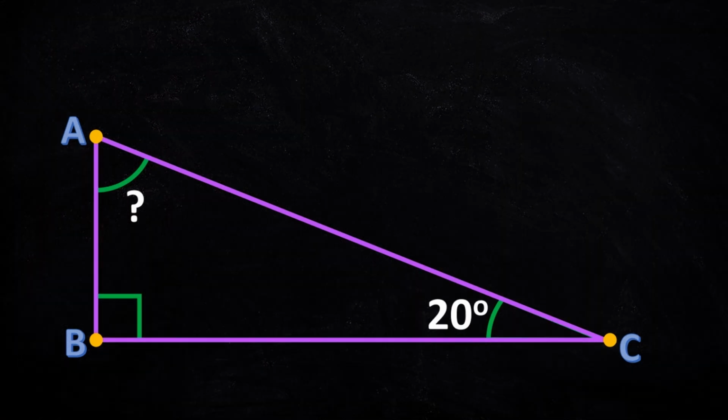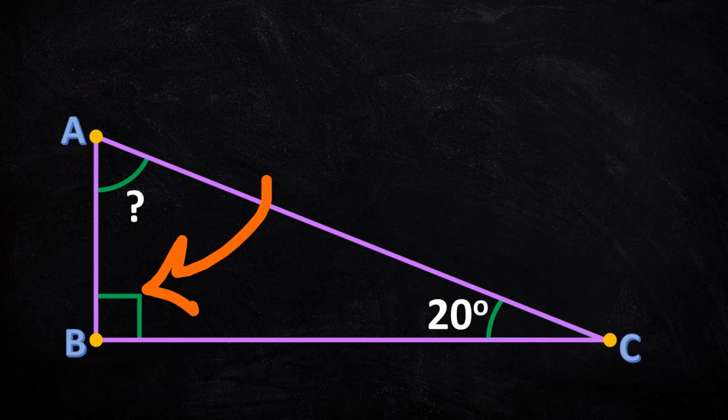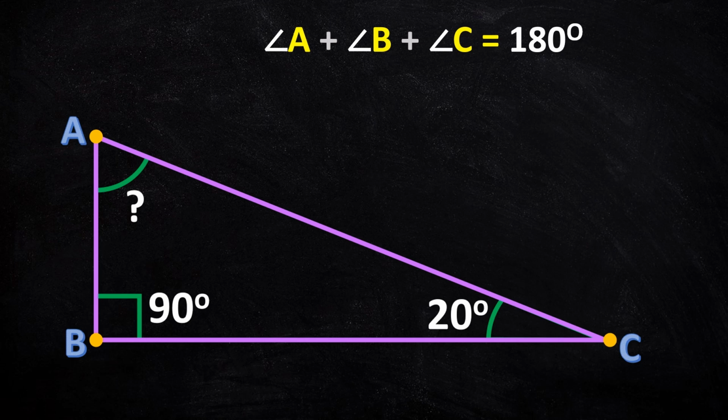And what if we get a triangle that looks like this? We only know one angle. How can we find the missing angle if we do not know the second angle? Well, this little square symbol over here denotes a right angle. In other words, a 90-degree angle. Great! We now have two angles, so we can put the values into our formula.